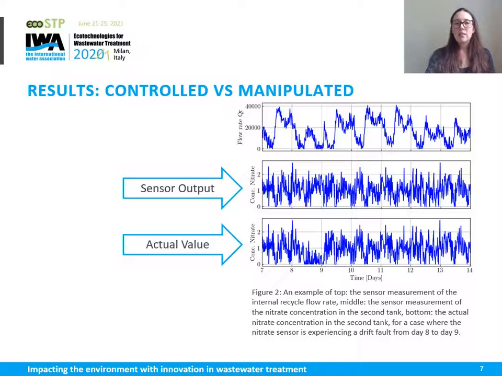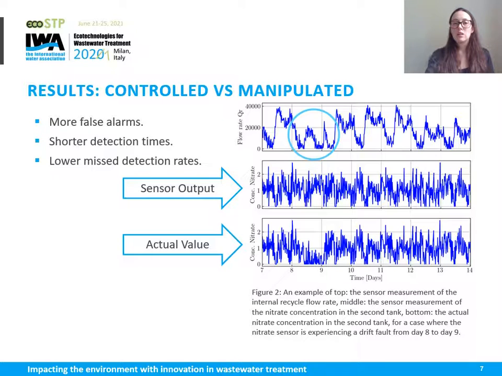We can see that the internal recycle flow rate changed from the normal pattern at this time, but because of the cyclic behavior of the flow rate, it is not well suited to be used with these chart-type methods. Despite that, though, we did consider how the results would change by monitoring this flow rate, and found that there were significantly more false alarms, but shorter detection times and lower misdetection rates for the drift faults that are so easily obscured by the controller.